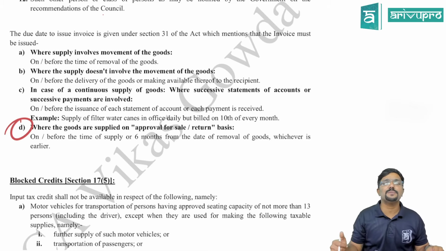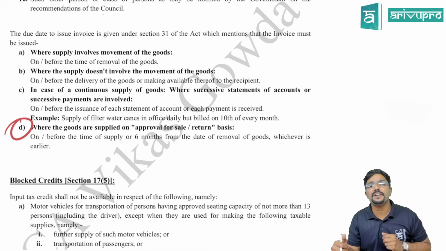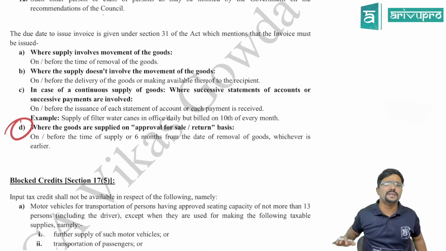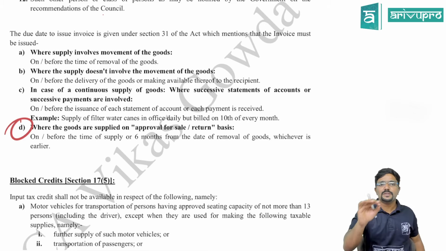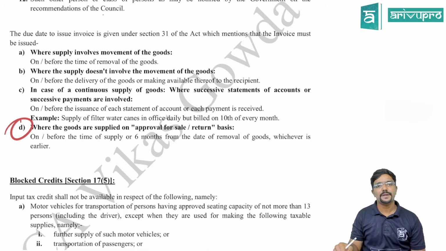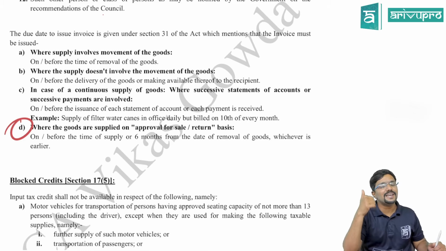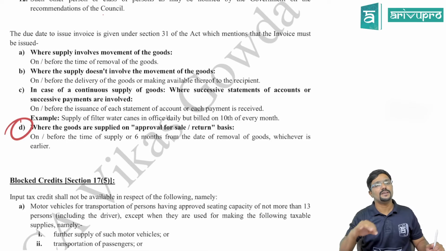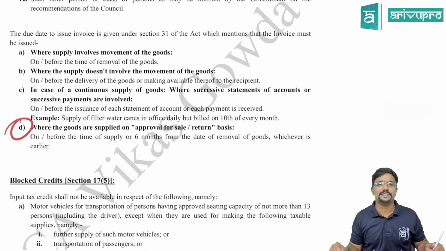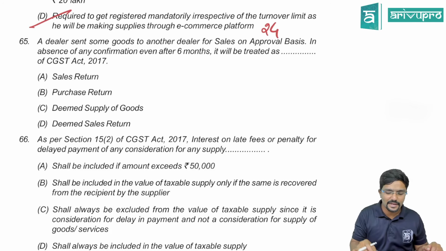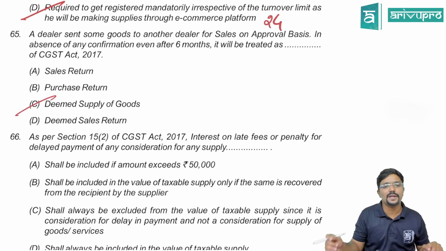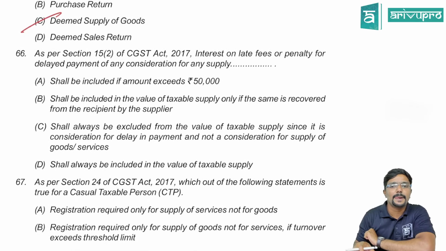Means what is the maximum time they are giving the recipient here to approve or reject the goods? 6 months. Even though the supplier would have given 1 year to the recipient, as per the law, the supplier has to issue the invoice at the end of 6 months. So at the end of 6 months, assume the recipient has neither accepted nor rejected the goods, and still has time. Still, for the supplier, it is deemed to be supplied. It is deemed to be supplied, guys. So deemed supply of goods is the answer.